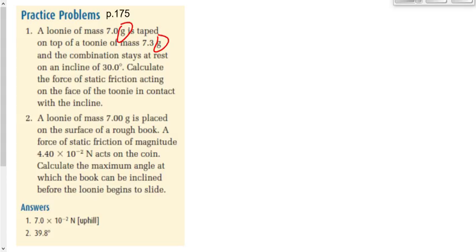A loonie of mass 7 grams is taped to the top of a toonie whose mass is 7.3 grams. The combination stays at rest at an incline of 30 degrees. What's the force of static friction acting on the face of the toonie in contact with the incline?